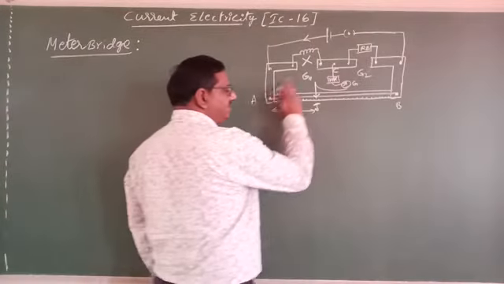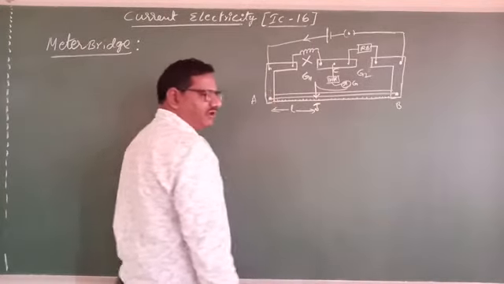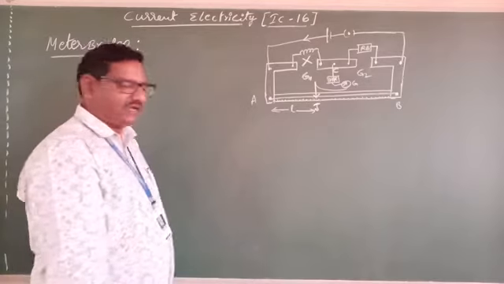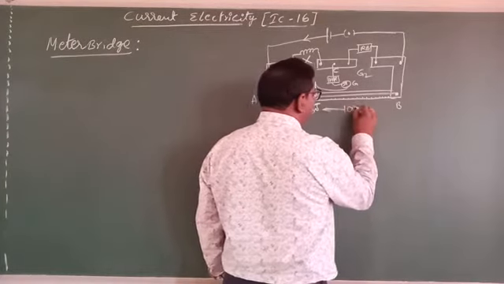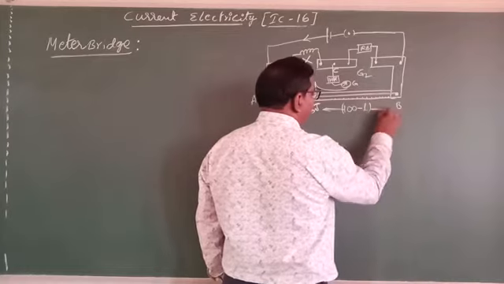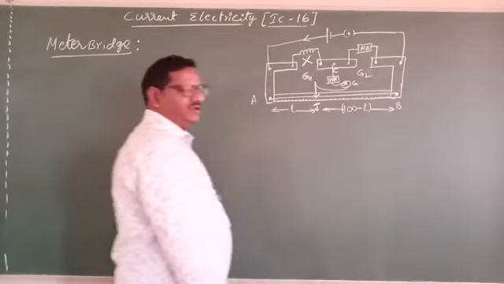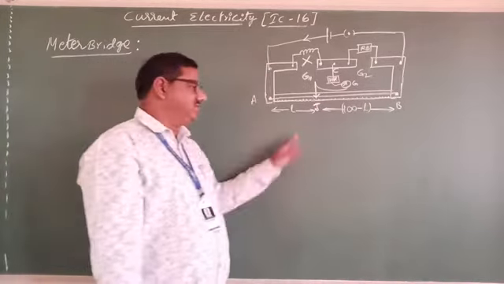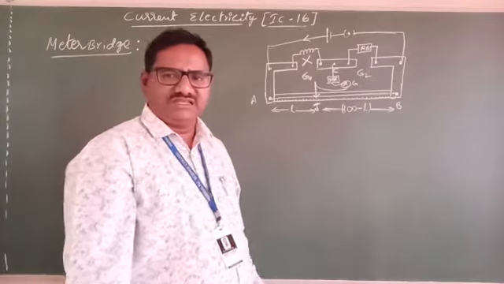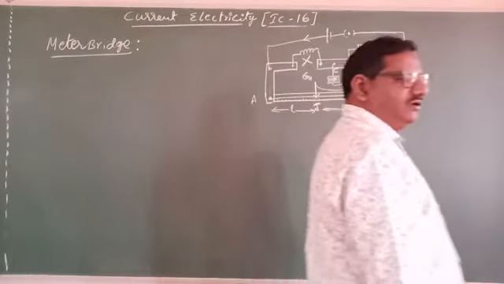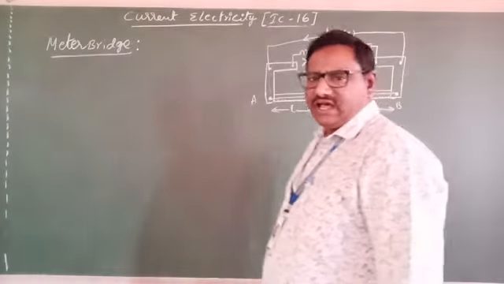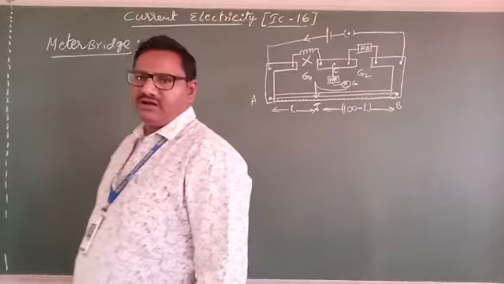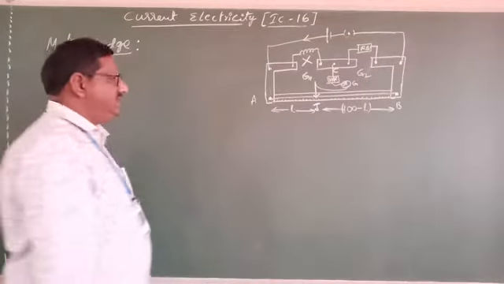How much is the length of the wire here? It is 1 meter or 100 centimeters. So the remaining length is 100 minus L. Do you understand clearly why I am writing this length? Because resistance is directly proportional to length. If length is there, then we will consider the resistance. Are you following?